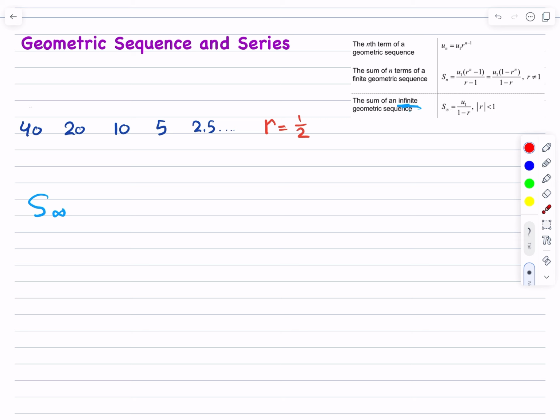This concept, the sum to infinity, is in all IB Math courses, except for the IB Math AI SL. So if you study IB Math AI SL, you don't need to study this concept.